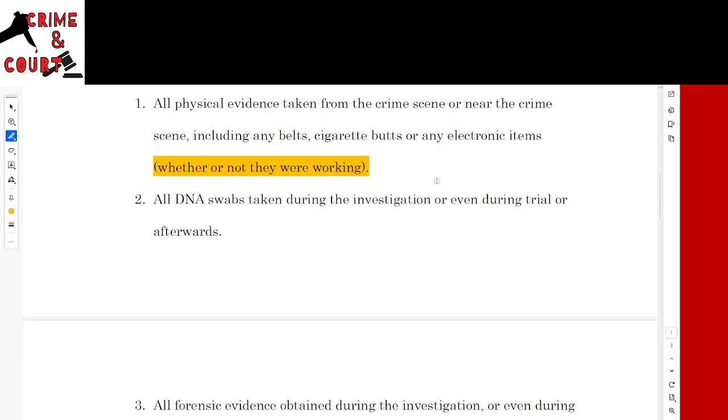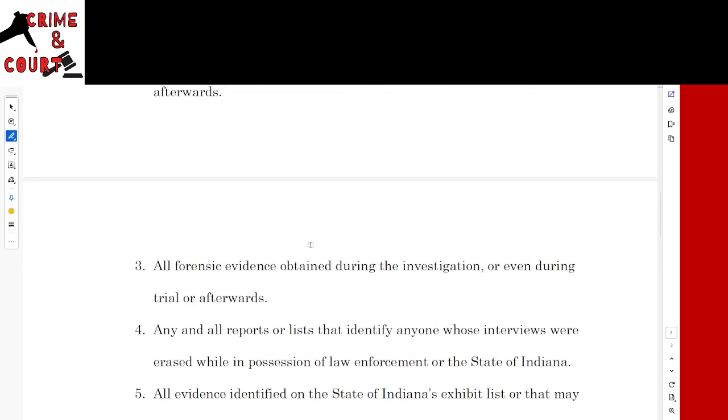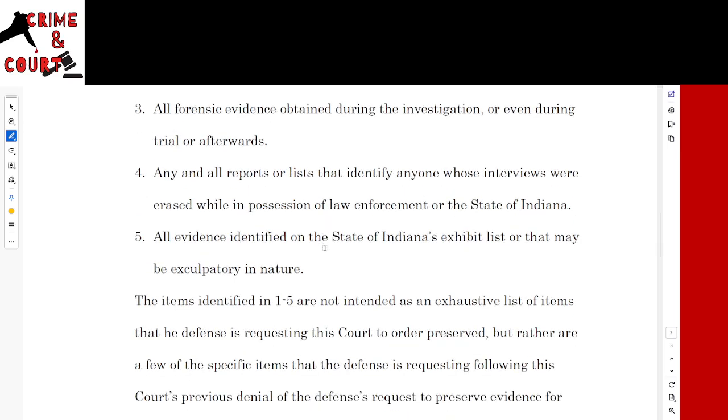And number two, all DNA swabs taken during the investigation or even during trial or afterwards. Wait, what? So they're still taking DNA swabs even though the trial's over and they got their conviction that they were celebrating and patting themselves on the back for? Gross. All forensic evidence obtained during the investigation or even during trial or afterwards. So if they are still investigating, they want that disclosed to them as well.